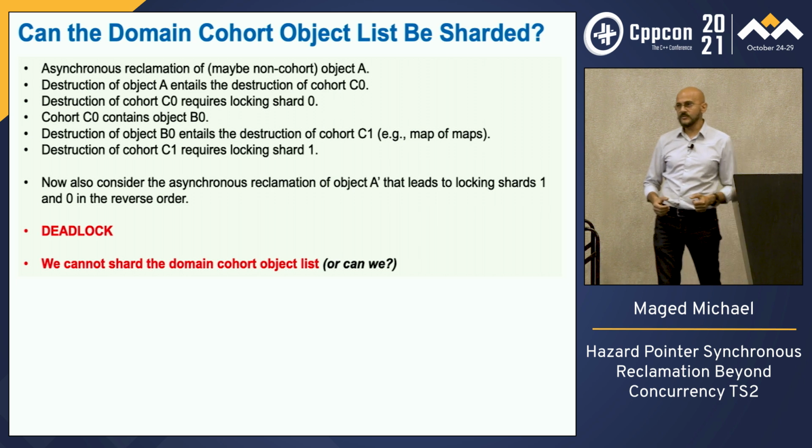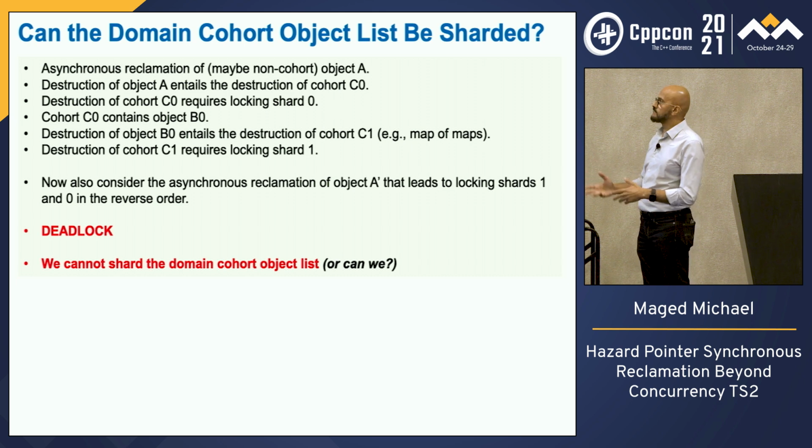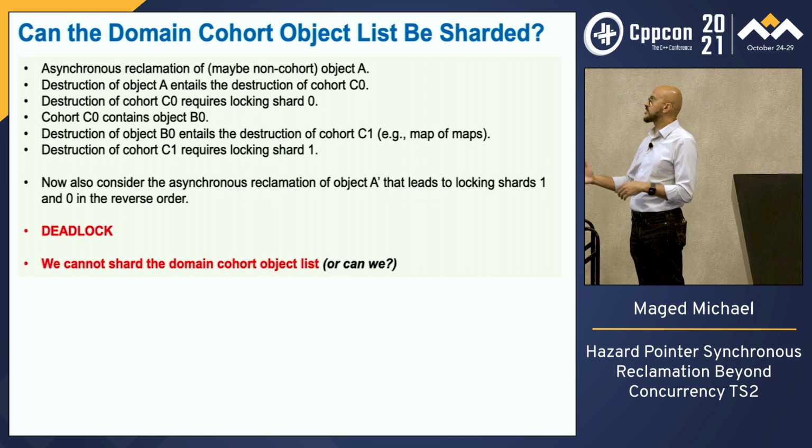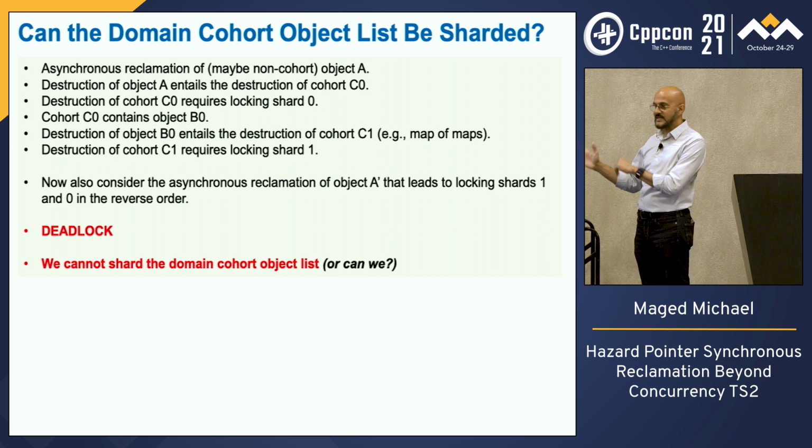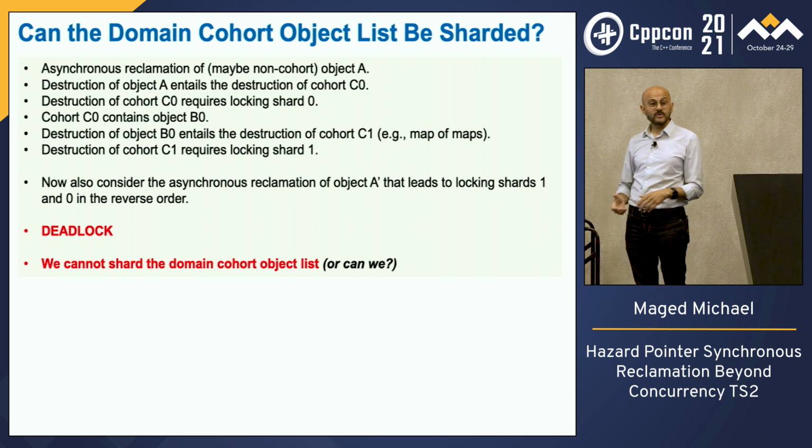The problem is we can have this kind of scenario, without going into too much detail. We're doing asynchronous reclamation of an object A. It includes the destruction of a cohort C0, which belongs to shard 0. But that contains another object B0 that entails the destruction of a cohort C1, which belongs to a different shard. Now we could get into a situation with circular dependency and deadlock. So under this algorithm, we can shard the domain cohort object list.